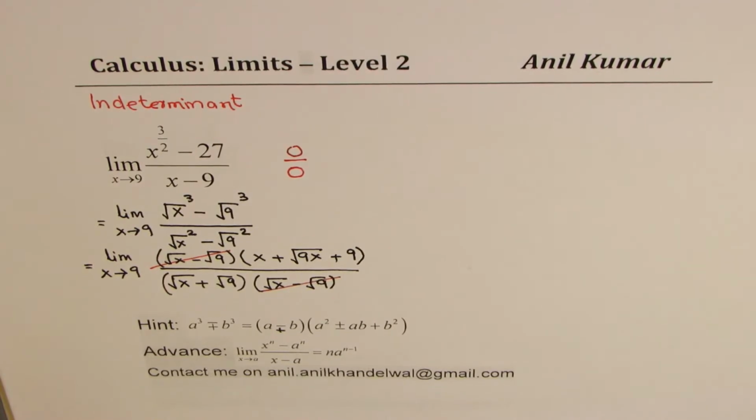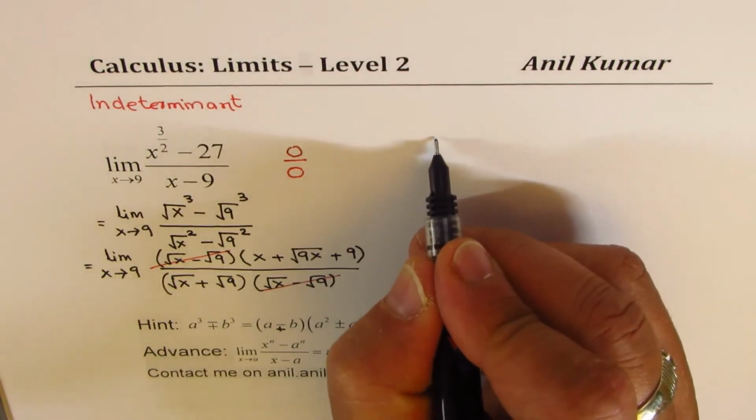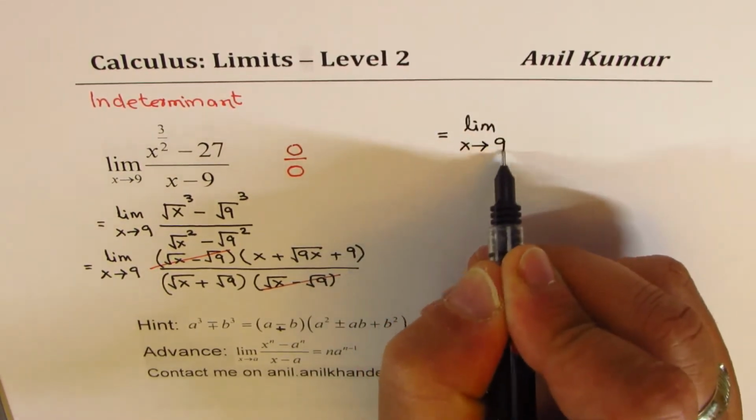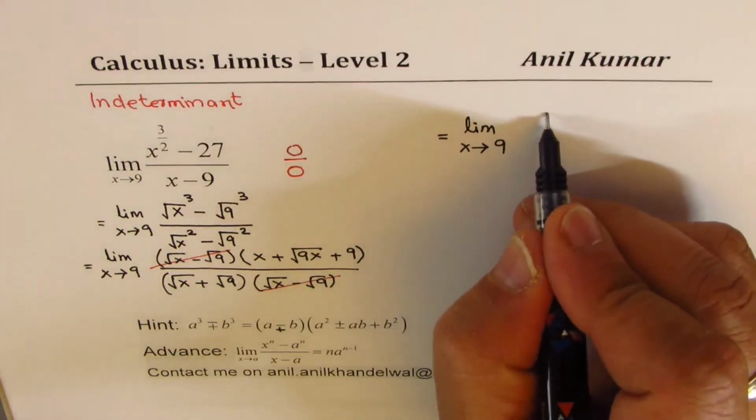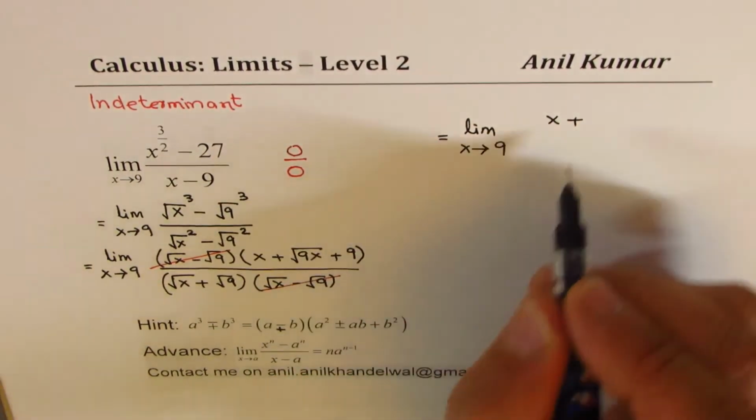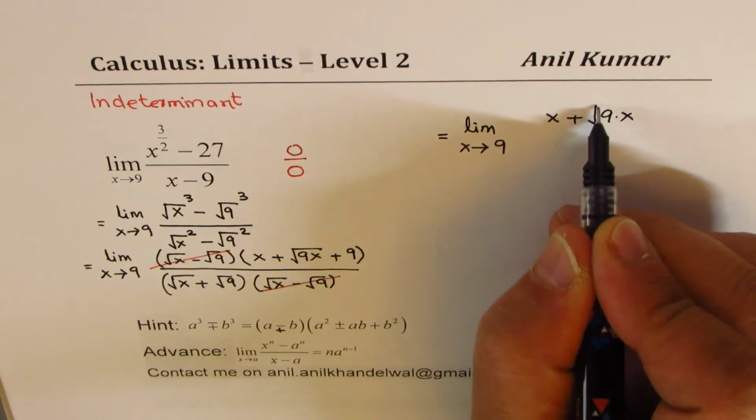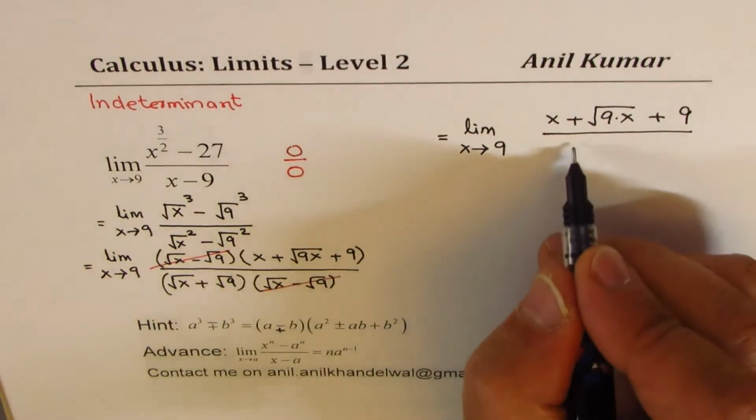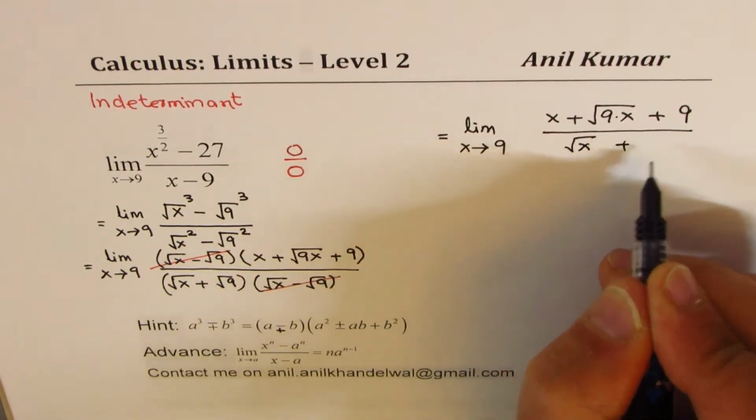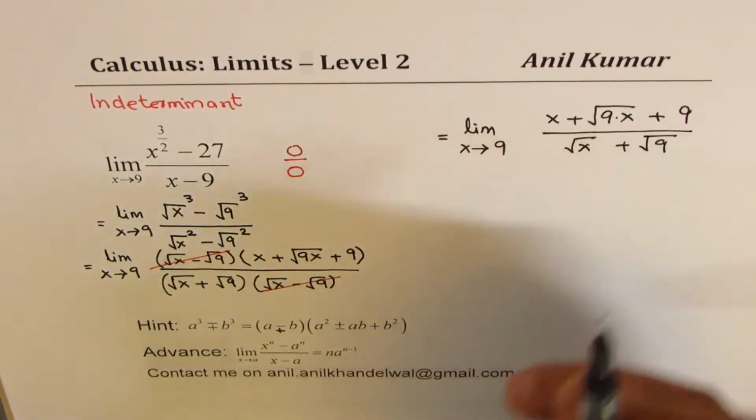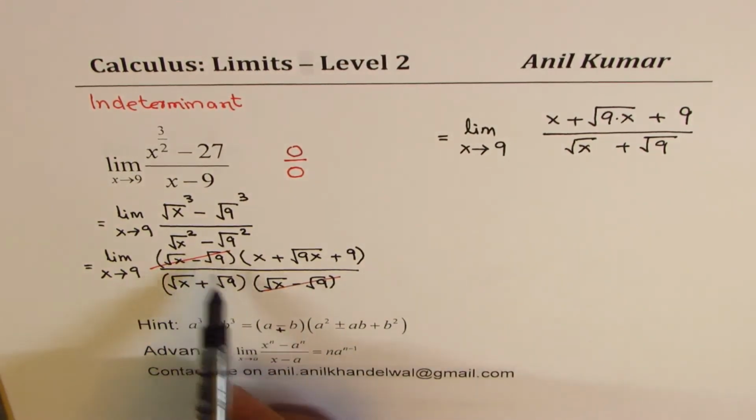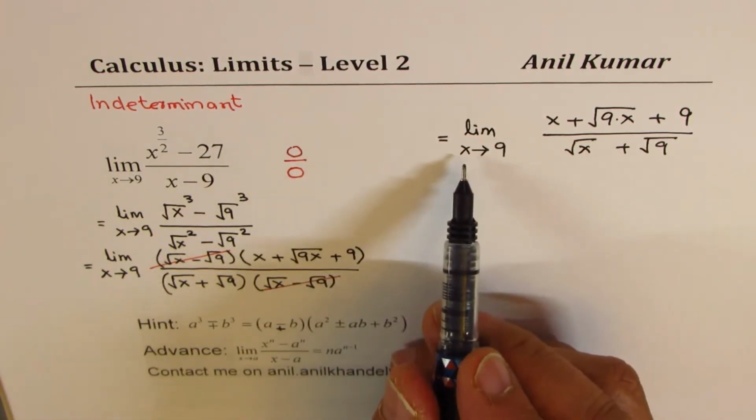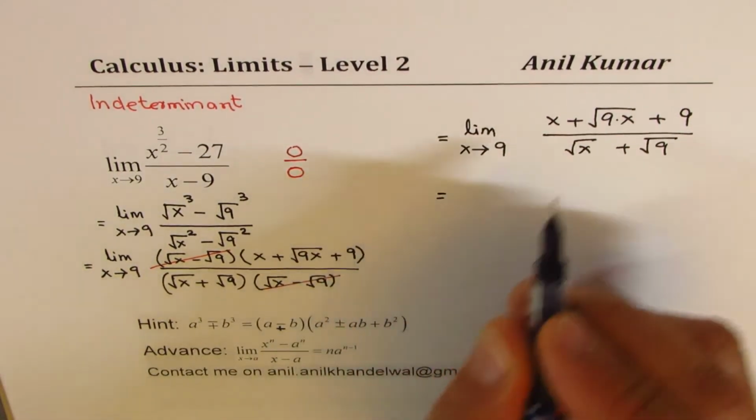Now, what do you see here? Let me rewrite this on the right side. So the limit basically is the limit as x approaches 9, and we are left with x plus square root of 9 times x plus 9 over square root of x plus square root of 9. Now, since we have cancelled these factors, which were making the denominator and numerator 0, we can substitute x equals 9. So if you do that, what do you get?